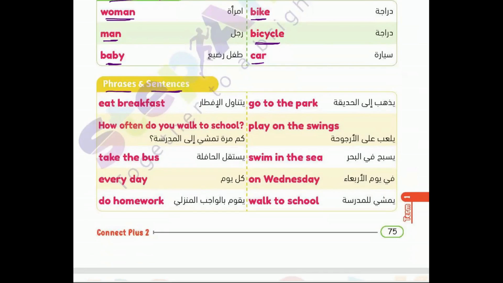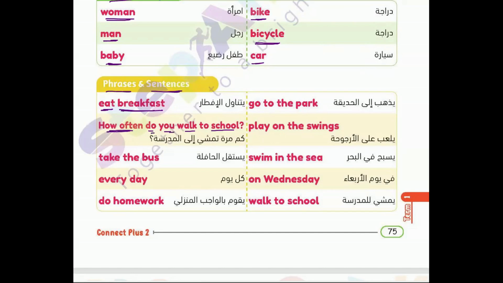Phrases and sentences we can use to complete an idea about something. For example, eat breakfast, to tell when you eat your breakfast in the morning, but it's better to say have breakfast. Have breakfast is more official. Okay, next: how often do you walk to school? This is a question to find out how many times you repeat walking to school. So we need to know the number of this action, and I ask about the number with how often do you walk to school?